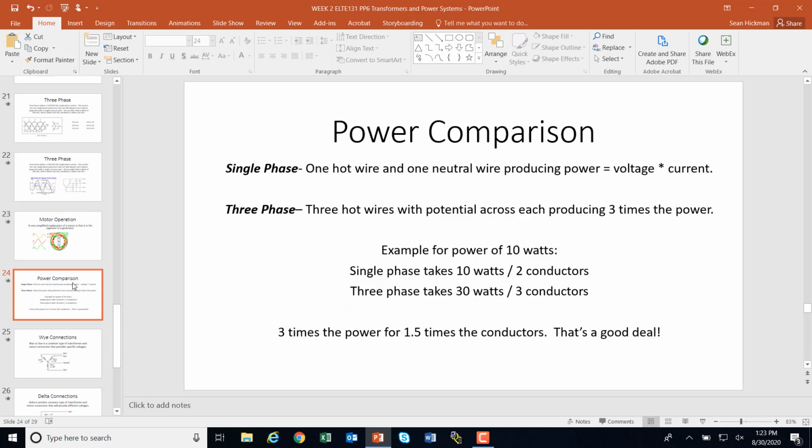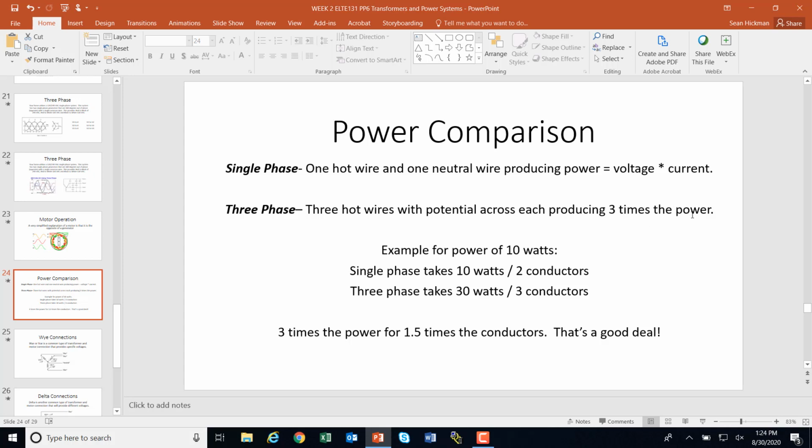For power comparison, you're going to have single phase in your home, just a little bit safer. And in the simplest sense, you're going to need one hot wire and one neutral wire producing power. And remember, power is VI, voltage times current. Okay, that's single phase, 2 wires. And then we learned on 3 phase, you're going to have 3 hot wires, and these hot wires are going to be 120 degrees apart, and you're going to have a potential across those. From phase 1 to phase 2, phase 1 to phase 3, and phase 2 to phase 3. Those are my 3 potentials across those. So because we have 3 different potentials, we have 3 times the power.